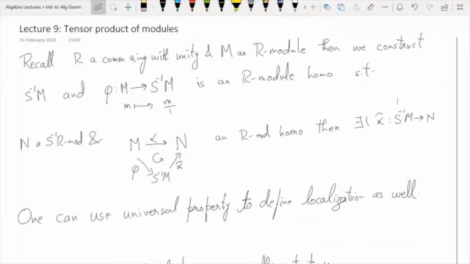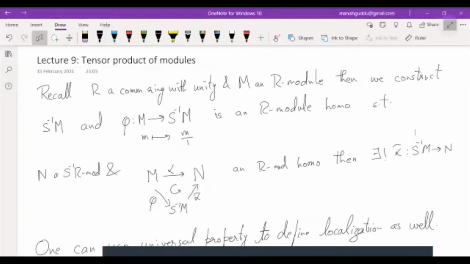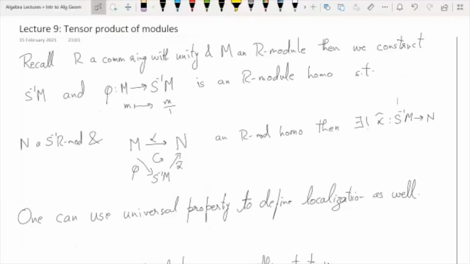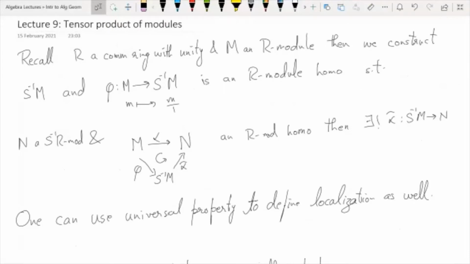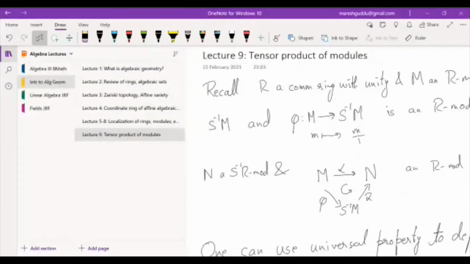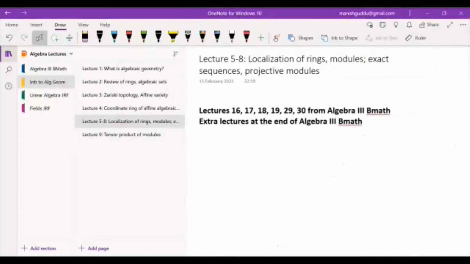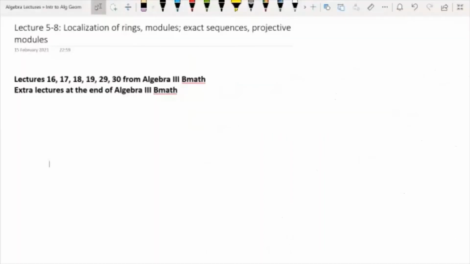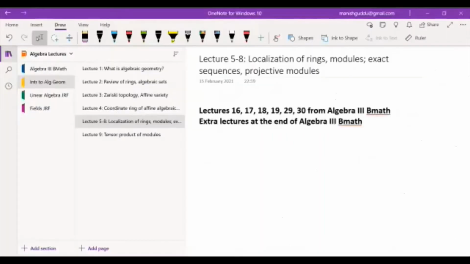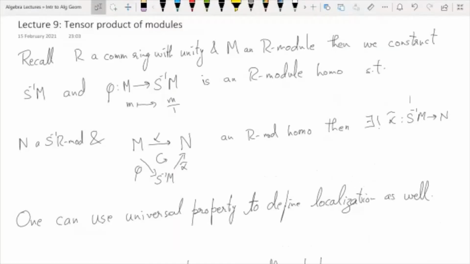Okay, so today, as I told you, we'll start our discussion on tensor product of modules. In the last few lectures, apart from exact sequences and localization of rings and modules, you also saw exact sequences and projective modules. Today we'll talk about tensor product, but let's first recall the universal property.